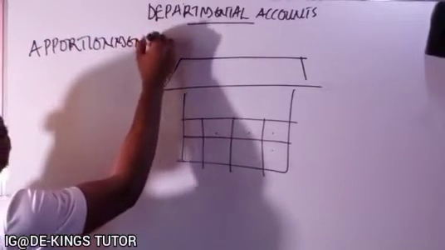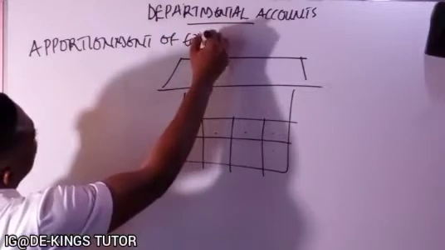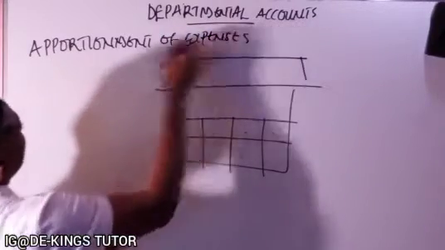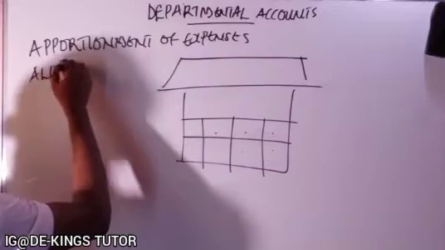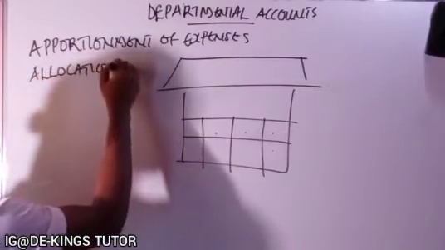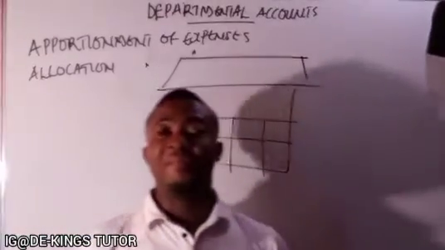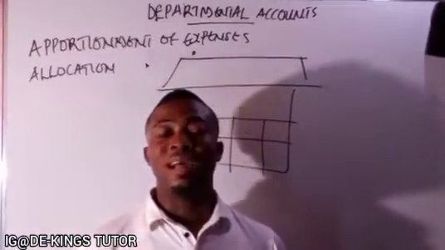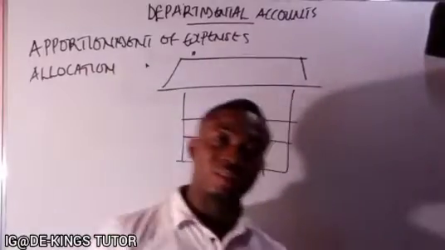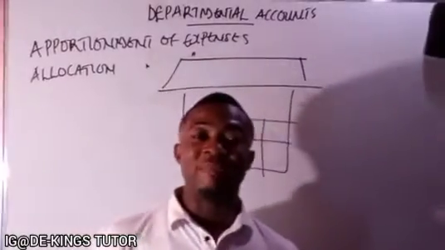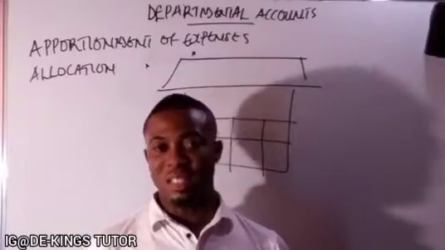That takes me to what we call apportionment of expenses, and there is also what we call allocation of expenses. Now, what is apportionment? Apportionment of expenses is a fair share of expenses to a cost center based on the benefits they have gotten from that cost center.